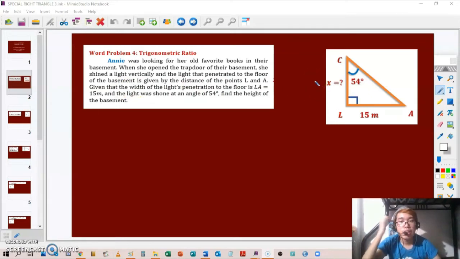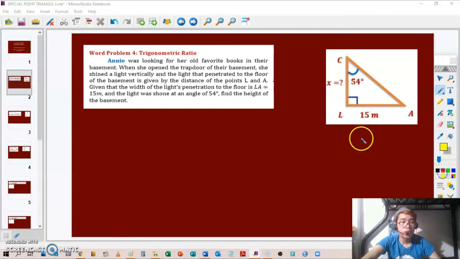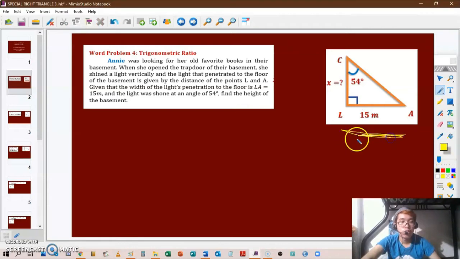Given that the width of the light penetration on the floor is LA, which is equal to 15 meters. This is kind of like the entire light, so that's 15 meters. And the light is shone at an angle of 54 degrees. Find the height of the basement, so that's CL. So how do we do that? How do we find the value of X?